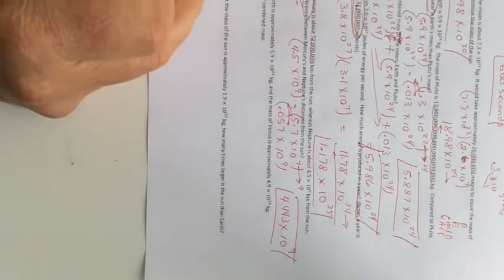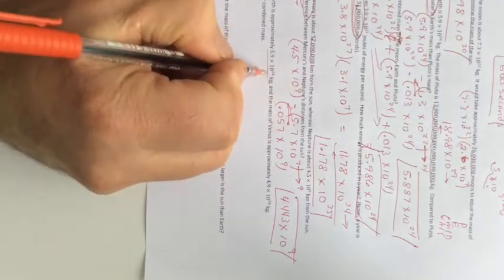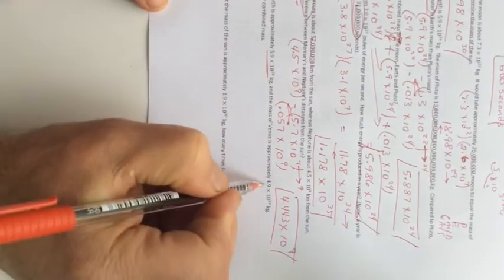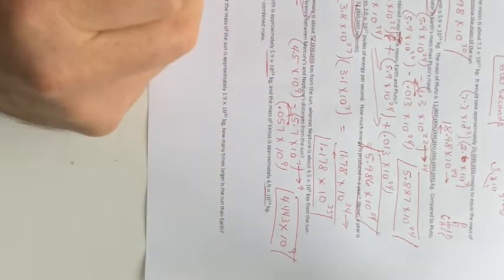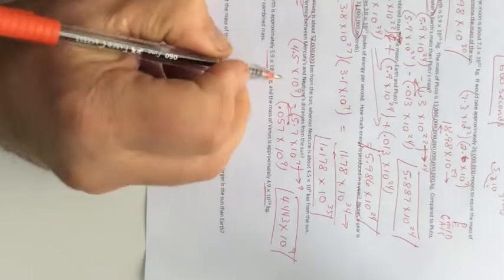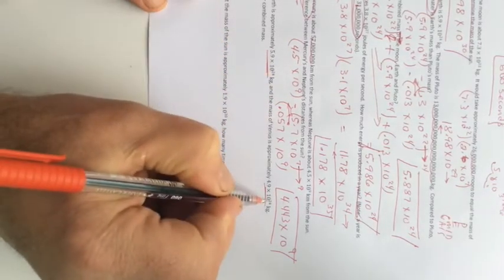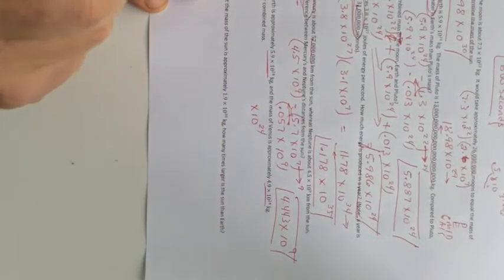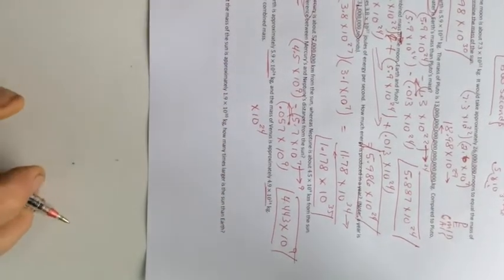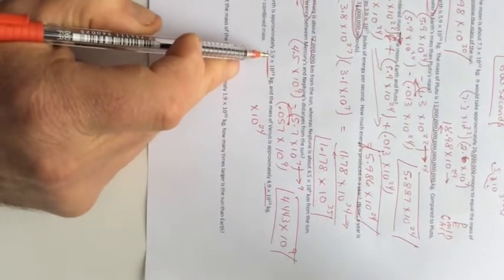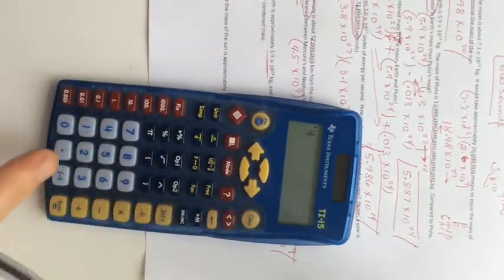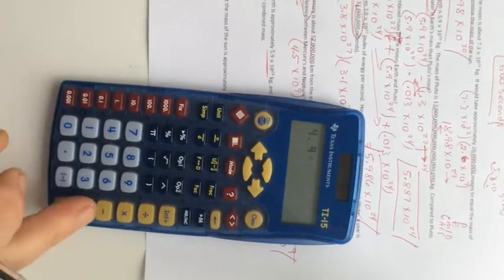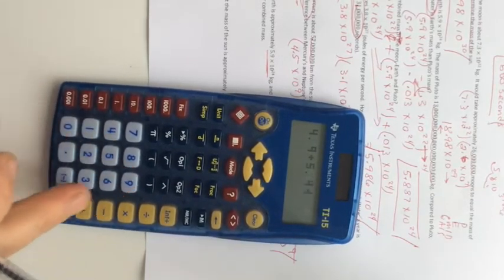Number 10, the mass of the Earth is approximately this much, and the mass of Venus is this much. Find their combined mass. Okay, they're already 10 to the 24 and 10 to the 24, so that's good. I don't have to fix this one. When I add these together, it's going to be 10 to the 24. 4.9 plus 5.9 is going to be too big, but that's okay. It's easy to fix.